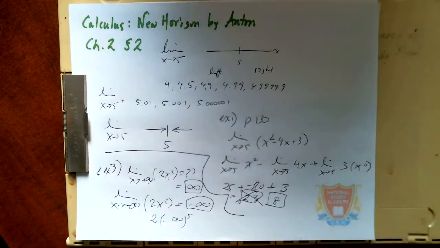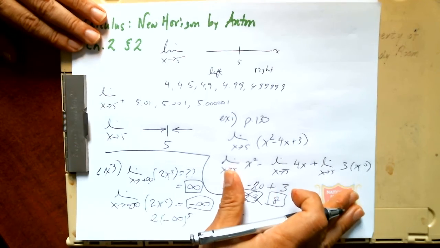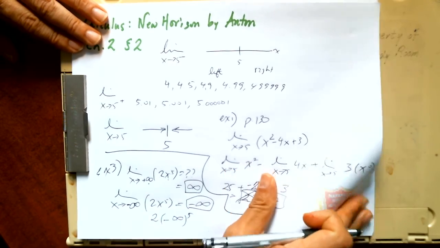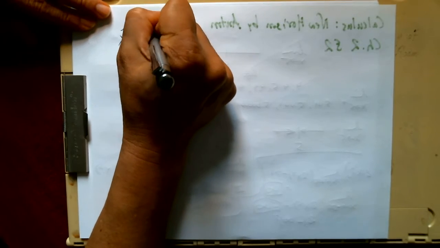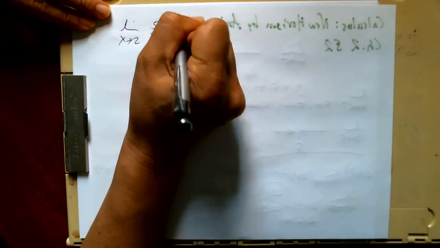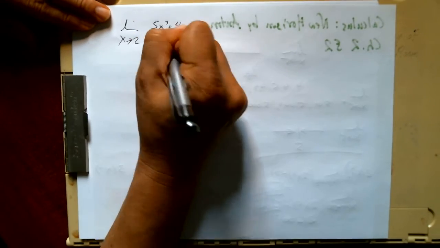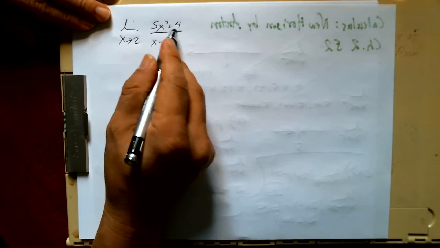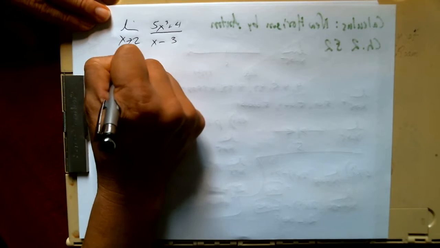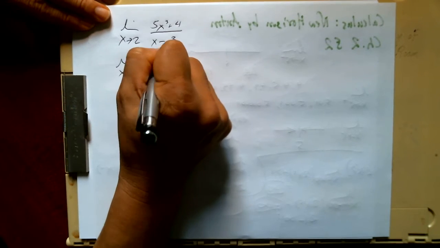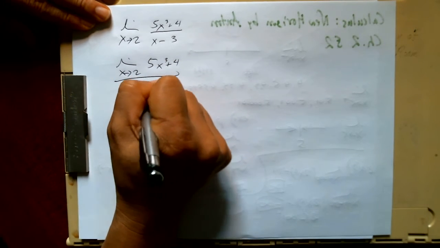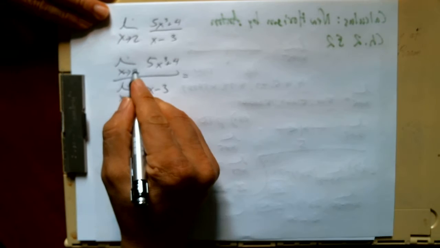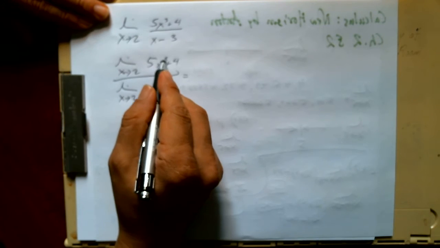Let's try another different problem. Example number 4. Okay, yeah, let's do example number 4. What's the limit as x approaches 2 of 5x cubed plus 4 over x minus 3? You can apply the limit to the numerator and the denominator. You can break it up. It's the limit as x approaches 2 of 5x cubed plus 4 over the limit as x approaches 2 of x minus 3.